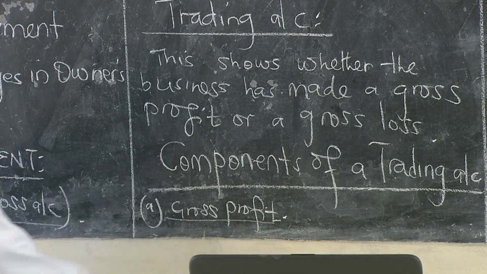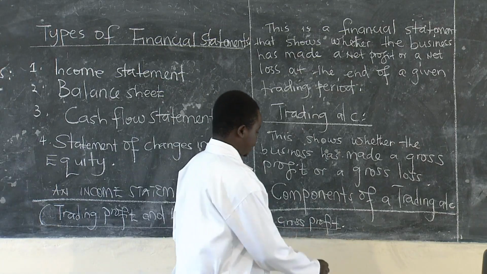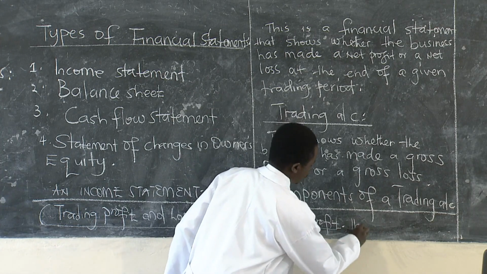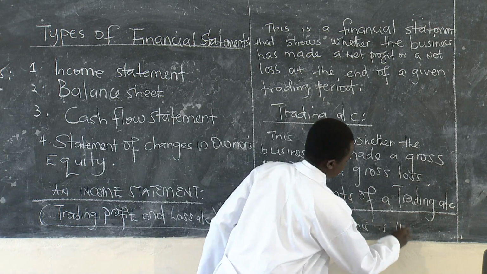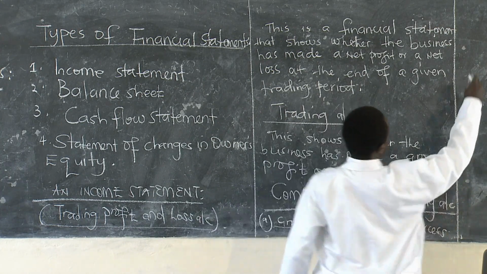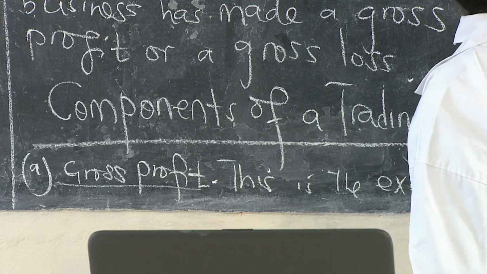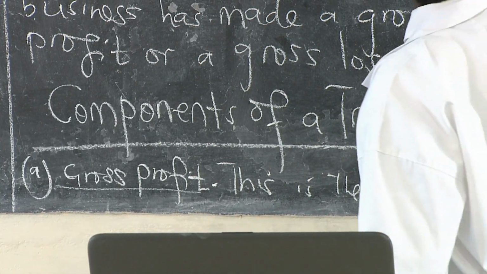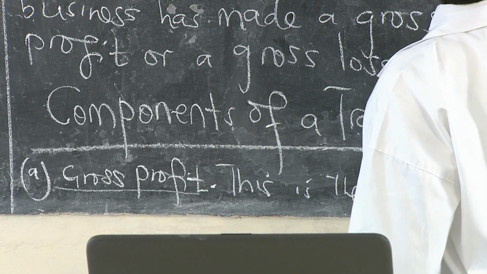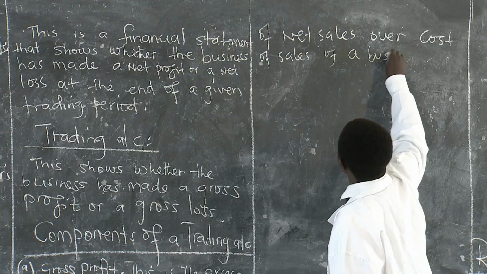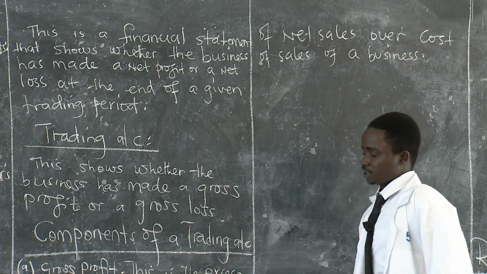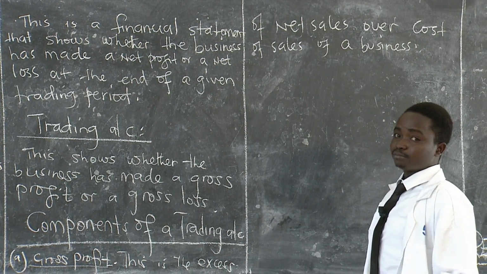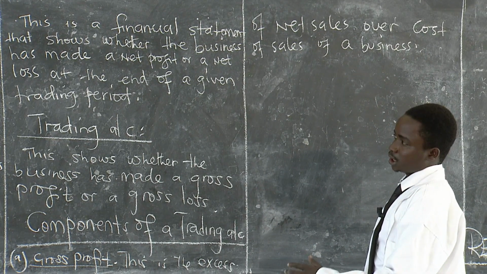So what is gross profit? Gross profit here, this is the excess of net sales over cost of sales of a business. So here, we shall state some formulas which are very important when it comes to this accounting.